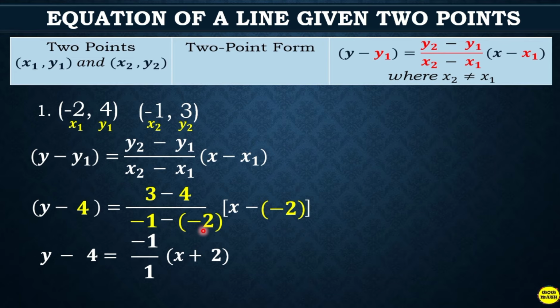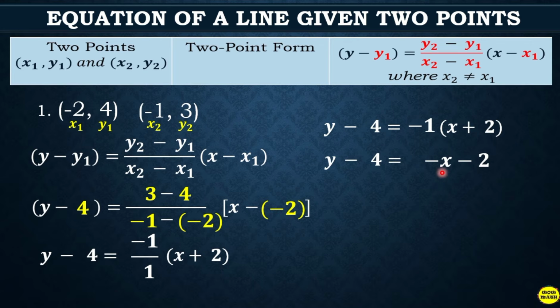So, sa science dapat maingat tayo dahil kapag nagkamali tayo sa science, mali na po lahat ang susunod. Okay? So, let us continue. So, copy natin si y minus 4. Simplify natin. So, ito na yung slope natin, no? Negative 1 divided by 1, that is negative 1. And then, copy si x plus 2. So, let us solve. Bring down y minus 4. Negative 1 times x, that is negative x. And then, negative 1 times 2, that is negative 2.